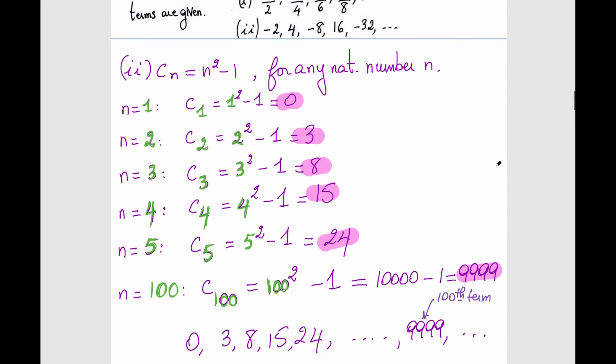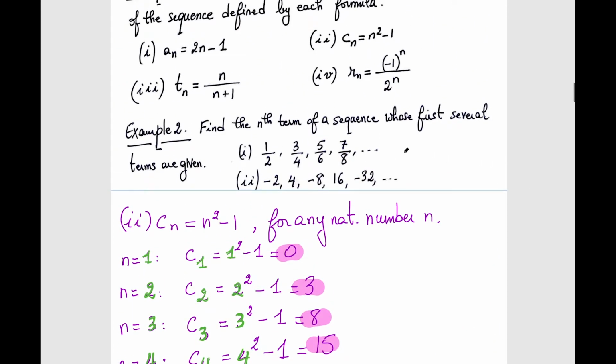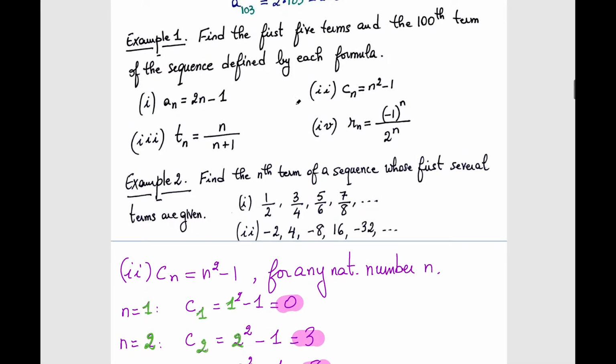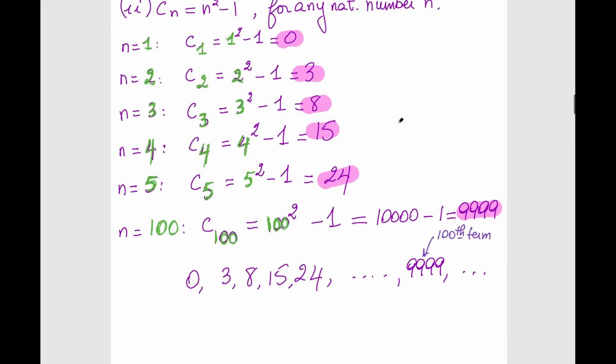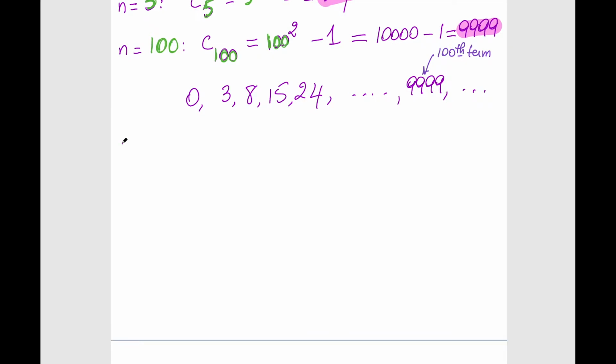All right. Let's do the fourth one. Still in this example, example 1. Rn is minus 1 to power n divided by 2 to power n. So that's part 2. So we have Rn is equal to minus 1 to power n divided by 2 to power n, right? So we need to find the first 5 terms. How about we find just a couple, or how about we find 3?